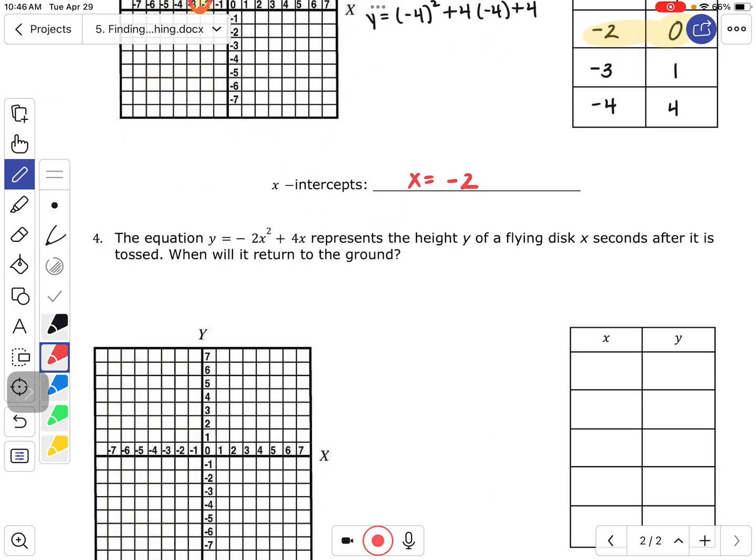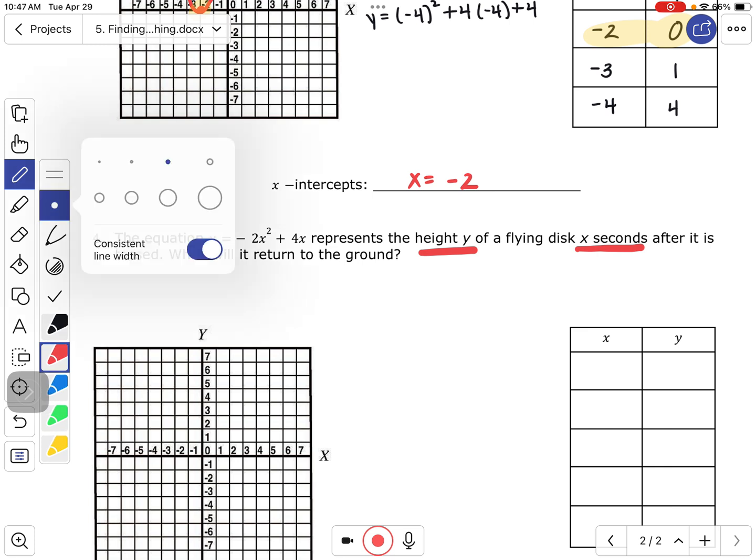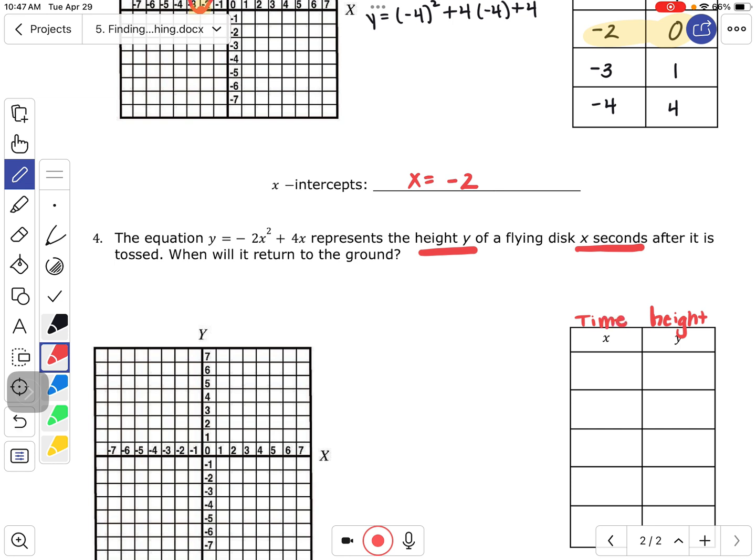Okay, let's look at our last one. The equation y equals -2x squared plus 4x represents the height y of a flying disc. So y is the height, x seconds after it is tossed. They want to know when will it return to the ground. So they're telling us that y is the height and x is time. So I'm just going to write height by my y, and time by my x.